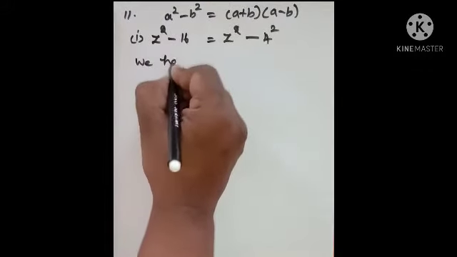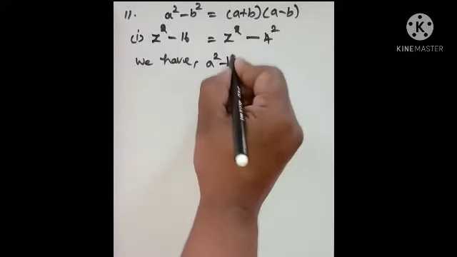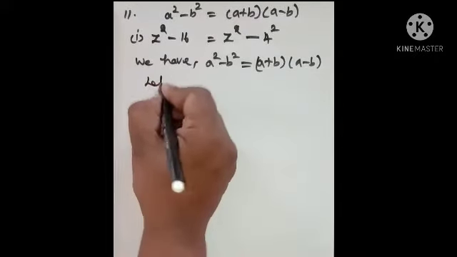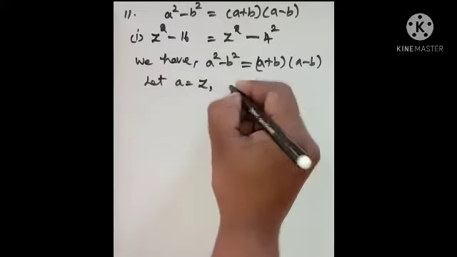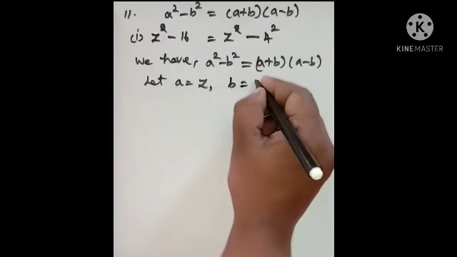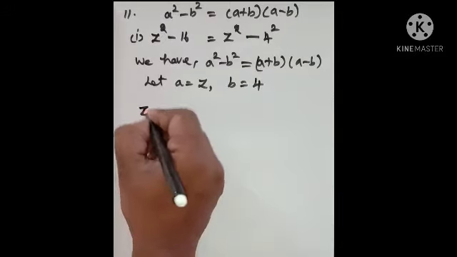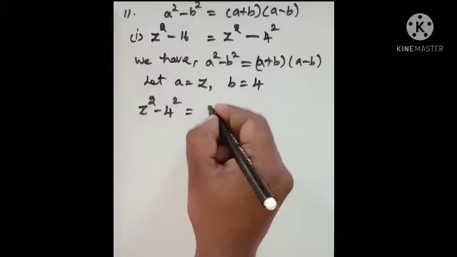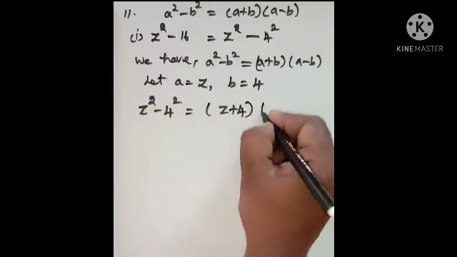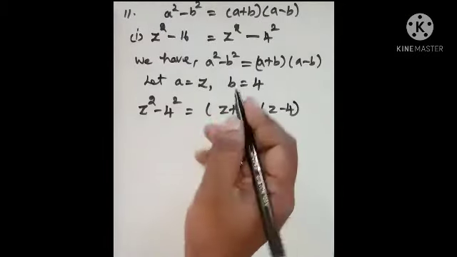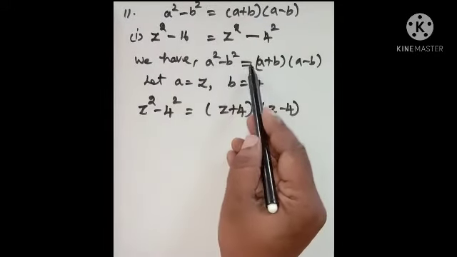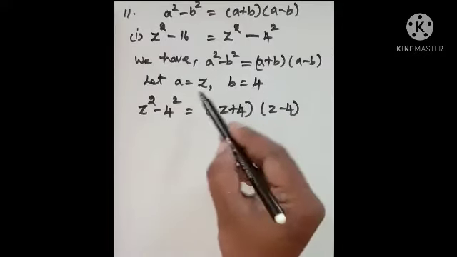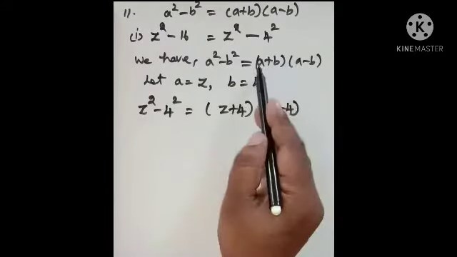So we have a square minus b square is equal to (a plus b) into (a minus b), isn't it? So let a be equal to z and b be equal to 4. That is, z square minus 4 square can be factorized as (z plus 4) into (z minus 4) by using the identity a square minus b square is equal to (a plus b) into (a minus b). Here we are substituting the values in the right hand side of the identity.